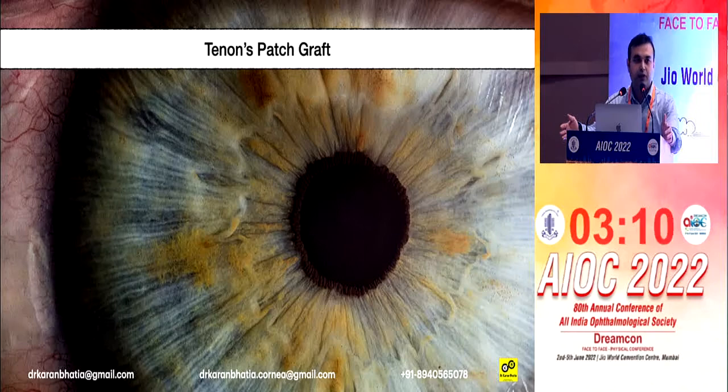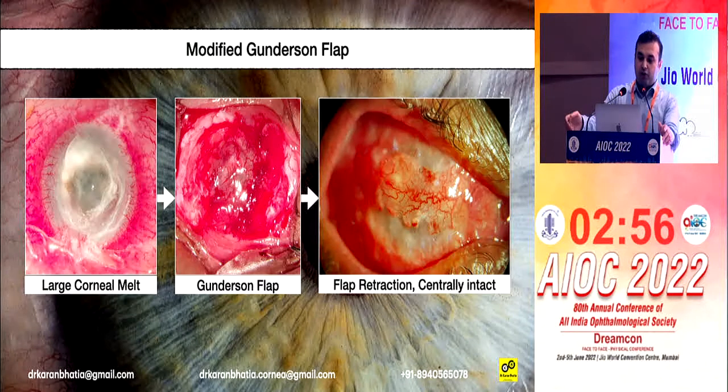And recently there was a case of post-bullet injury. Pellets were there in both the eyes of this young lady, where there was a perforation as well. So I had fashioned a Tenon's patch graft, and then you can suture. It really does well with that. So this is another for large melts.